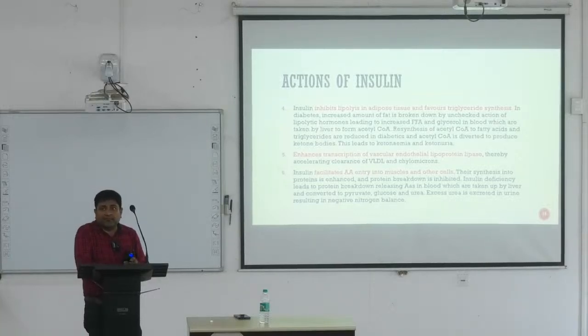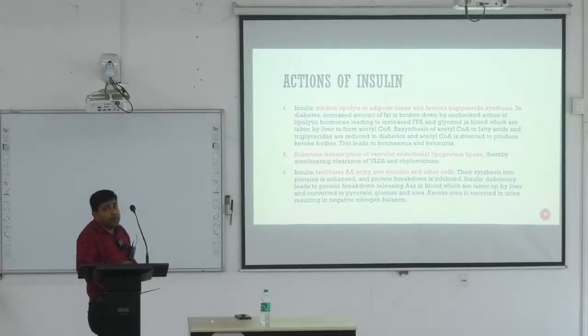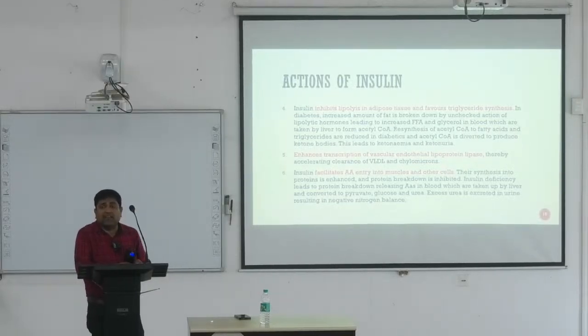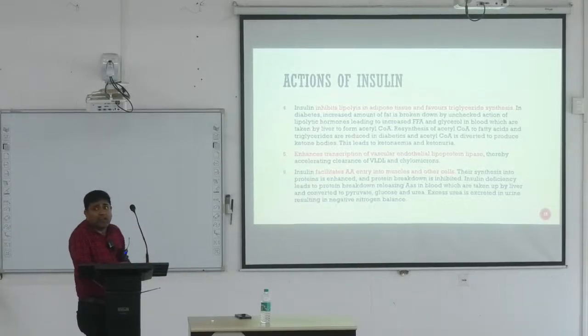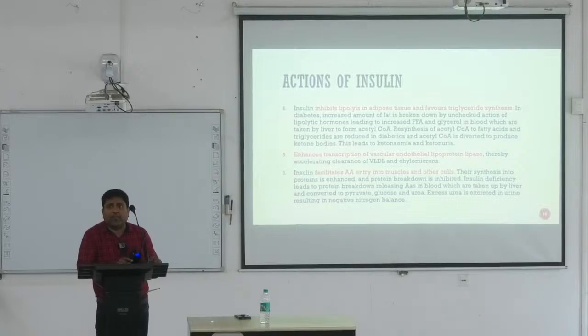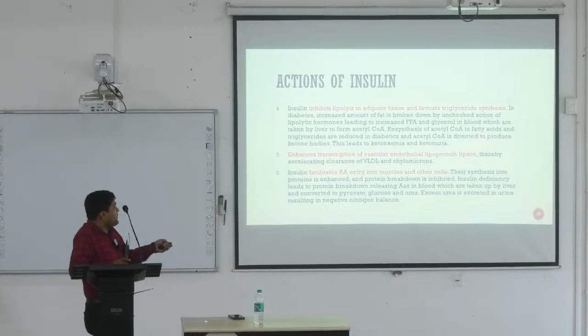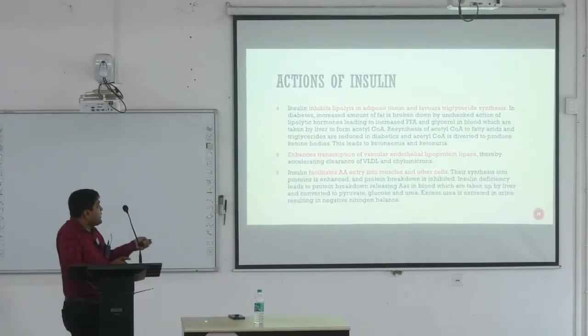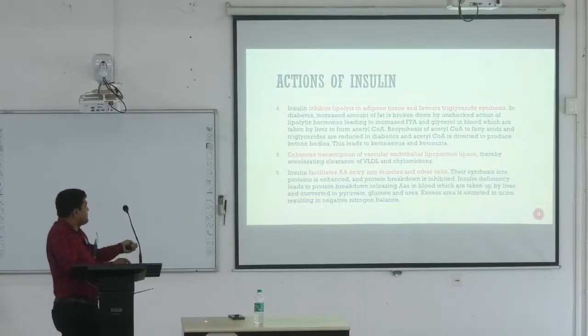Now in diabetic subjects, the fat is broken down by the unchecked action of lipolytic hormones, leading to an increase of free fatty acids and cholesterol. These are taken up by the liver to form acetyl-CoA. In diabetic subjects, because of the absence of insulin, acetyl-CoA is not used for resynthesis of carbohydrate, but is diverted to form ketone bodies that lead to ketonemia and ketosis.